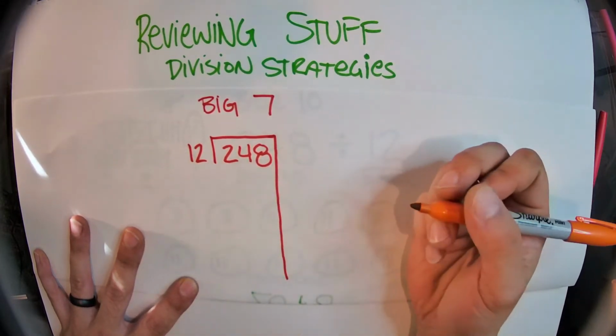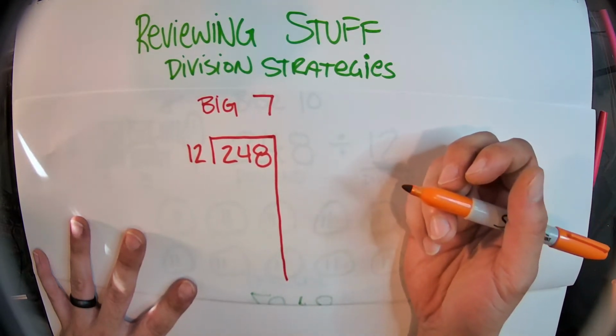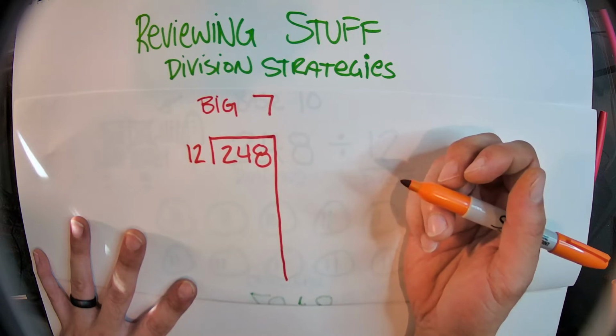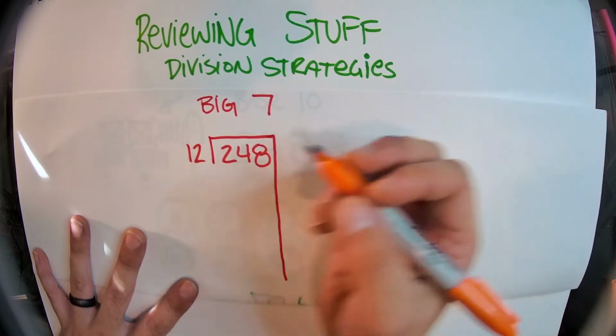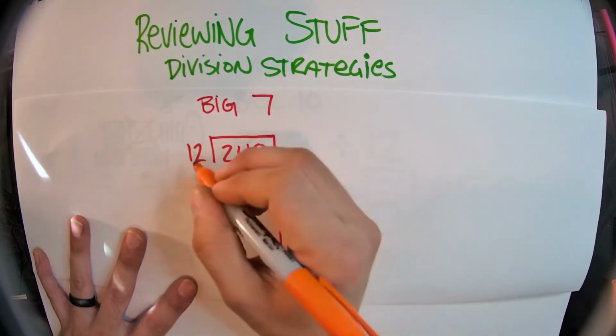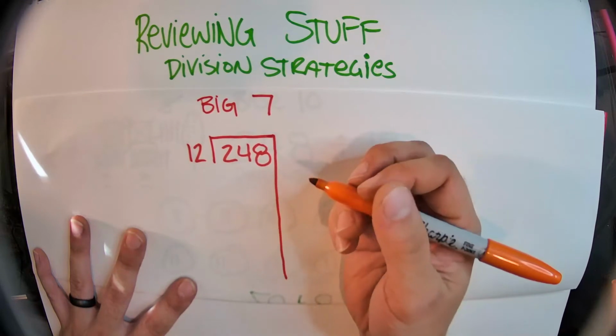Here's the thing. We're going to just subtract randomly to get rid of 248. We're going to get as close as possible to getting rid of all 248 with groups of 12. That's the only thing. We're going to use groups of 12.